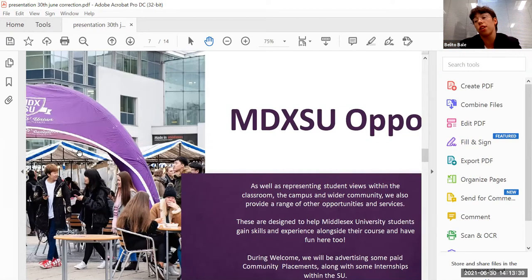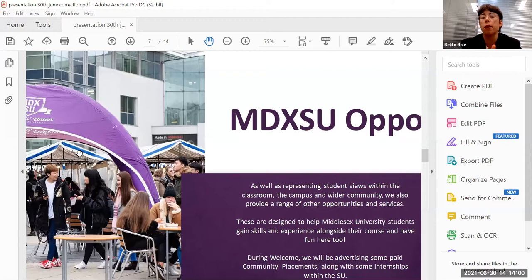So we make sure that students are supported in getting a safe, regular job through the SU, as we're aware that, you know, especially international students, when they move here, sometimes can be taken advantage of by local employers. So making sure that we have regular paid opportunities for students where you know where your hours are and you know when you're coming in is really important to us too.